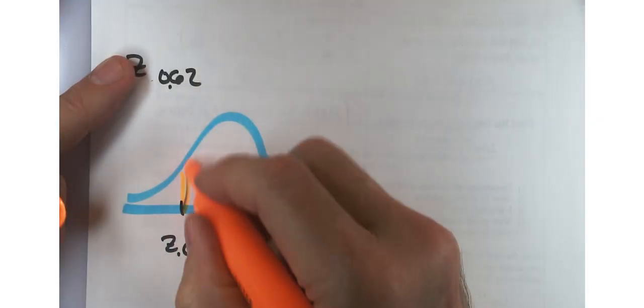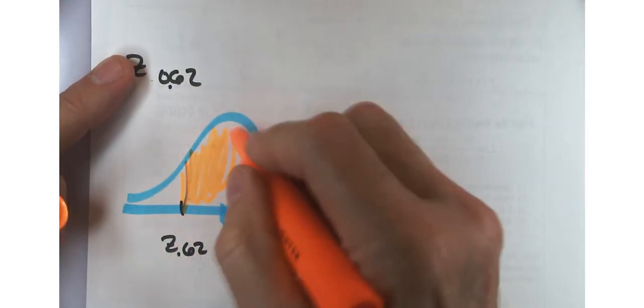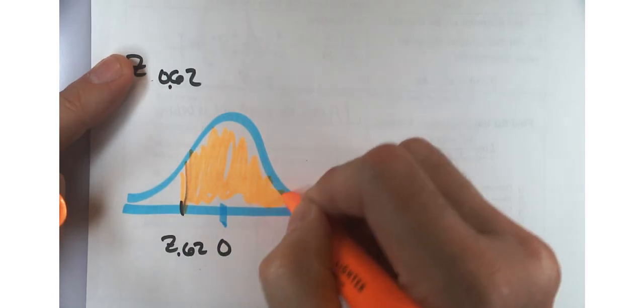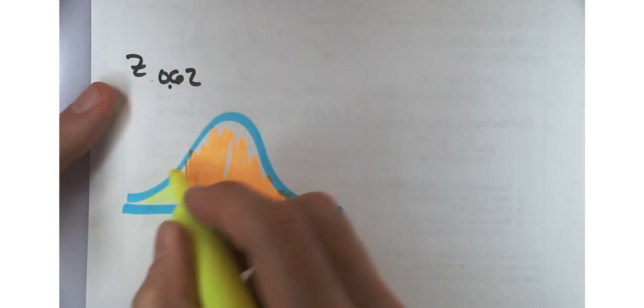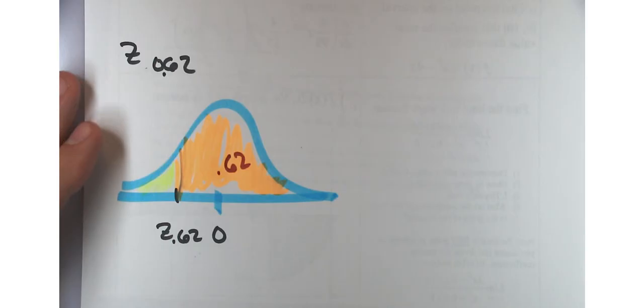I'm going to shade the area to the right. That's what we're looking for. But that's not how we're going to find it. What are we going to do to find it? I got 0.62 here, that's not how Google Sheets is going to work. What do I have to do to make this work?